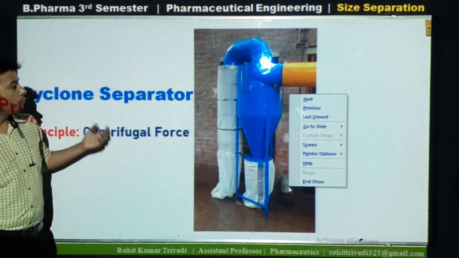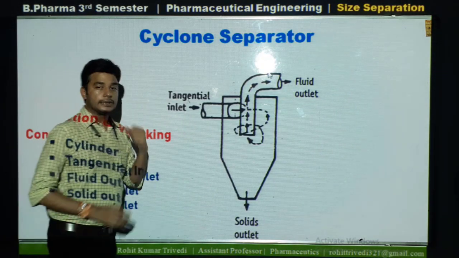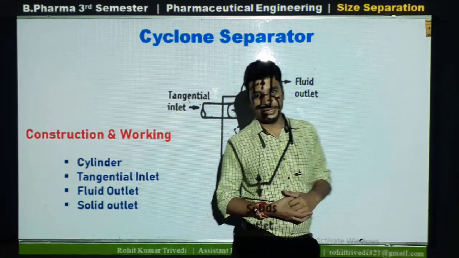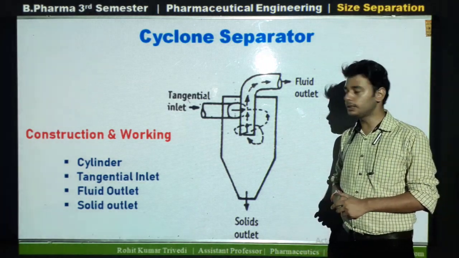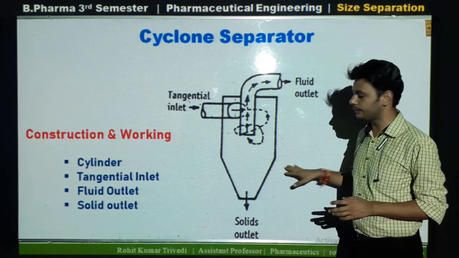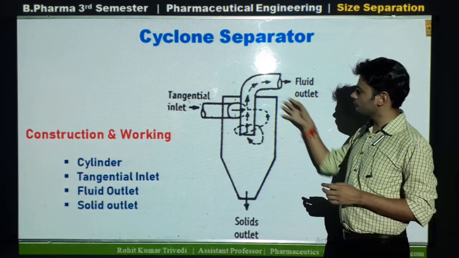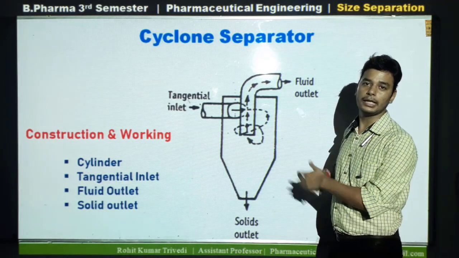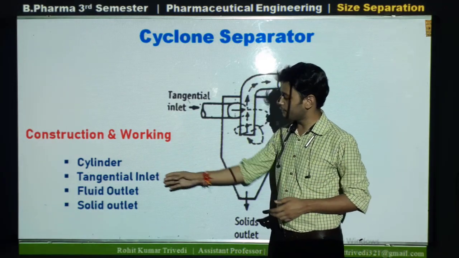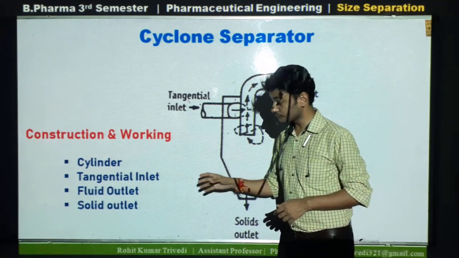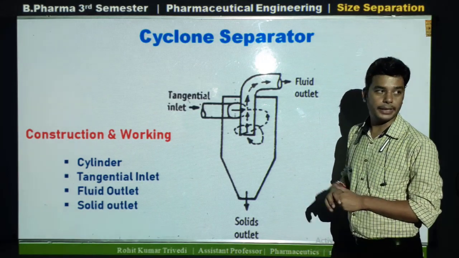Now moving further, the construction and the working of cyclone separator. After the principle we are required to learn the construction and the working of the cyclone separator. This is the diagrammatic representation of the cyclone separator. Before starting the working, we are required to learn the various parts of the cyclone separator and where they are located. Here I have mentioned a few parts like cylinder, tangential inlet, fluid outlet, and the solid outlet. Now let's locate all these parts in the cyclone separator.